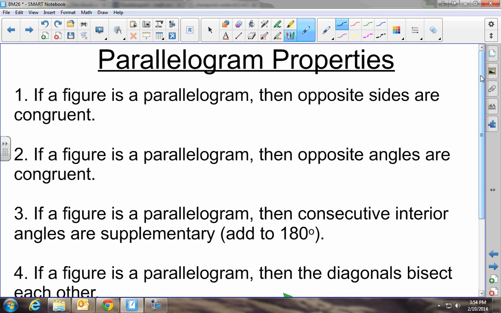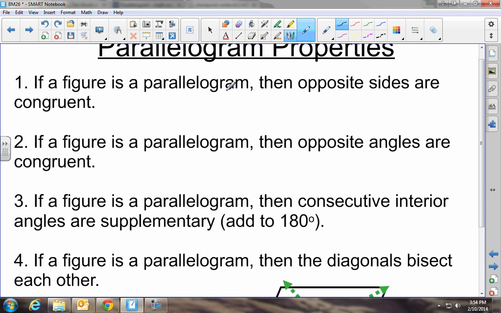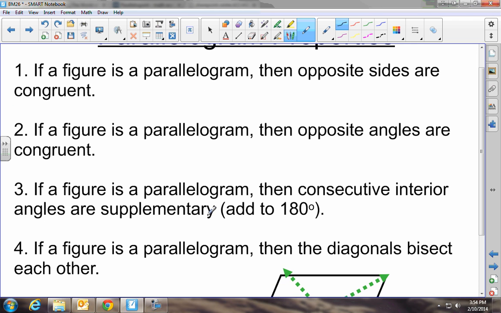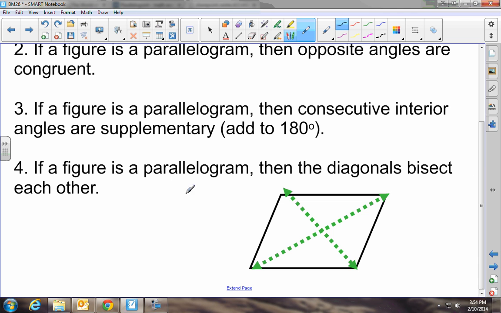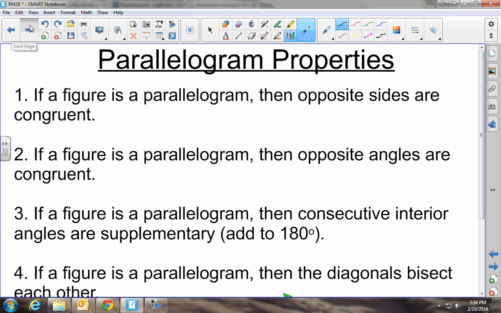Okay, so here's sort of a summary of properties of parallelograms. If a figure is a parallelogram, then opposite sides are congruent. If a figure is a parallelogram, then opposite angles are congruent. If a figure is a parallelogram, then consecutive interior angles are supplementary. And if a figure is a parallelogram, then the diagonals bisect each other.